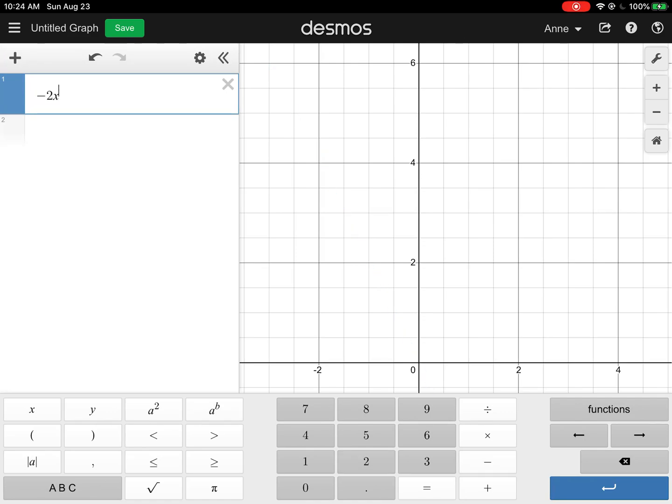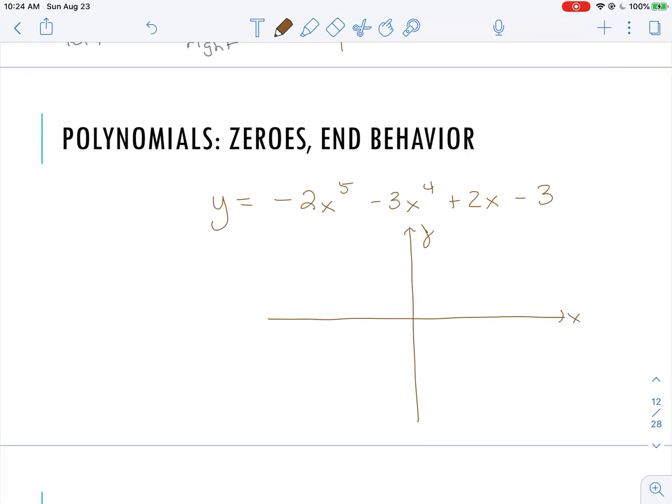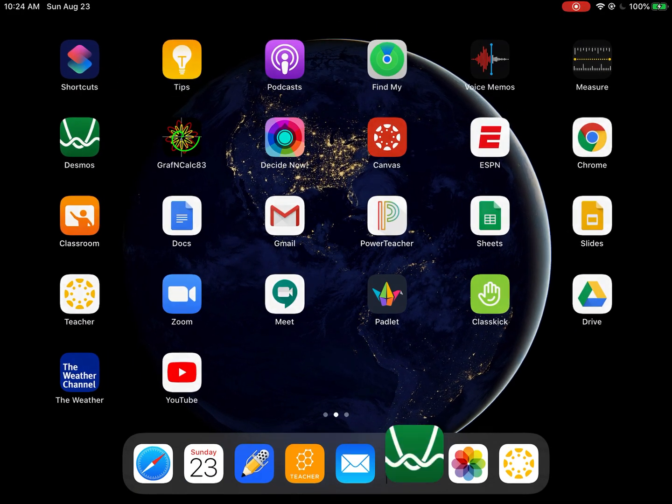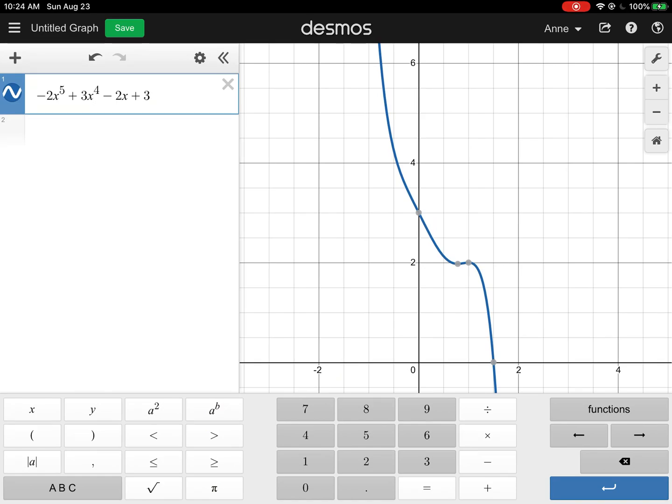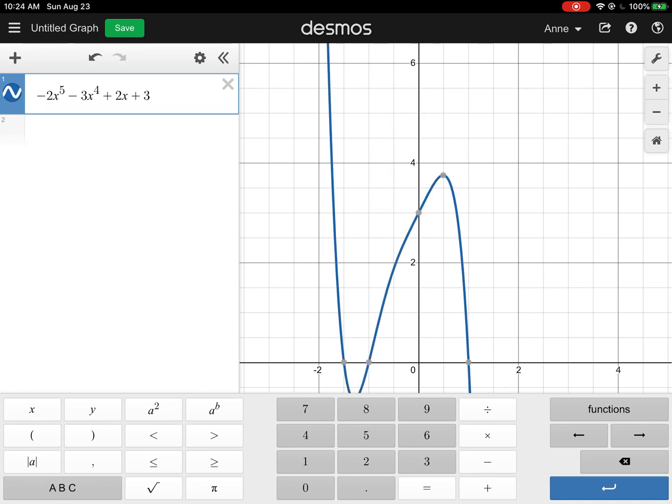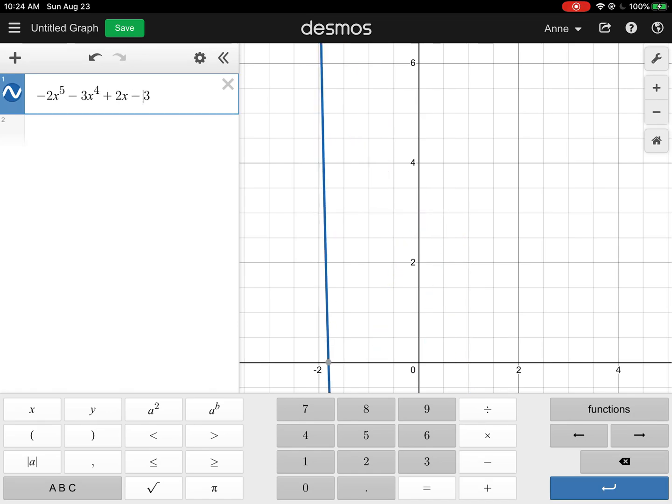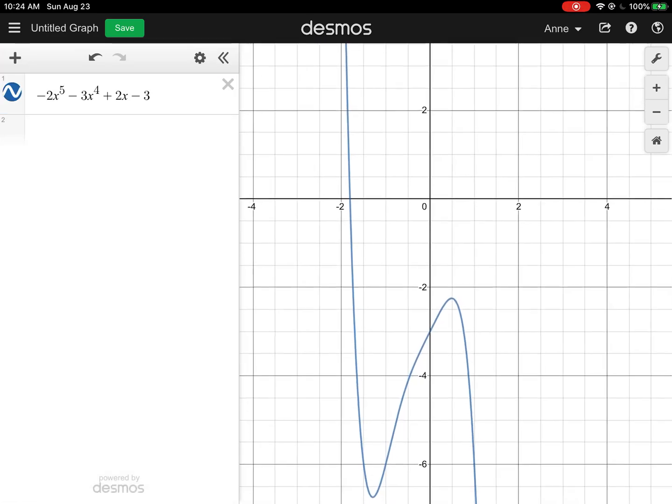Negative 2x to the fifth, minus 3x to the fourth, plus 2x, minus 3.